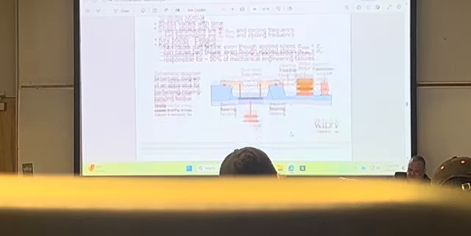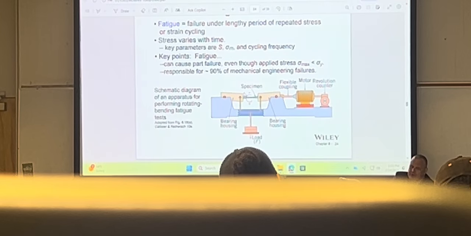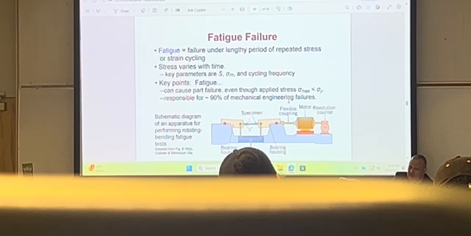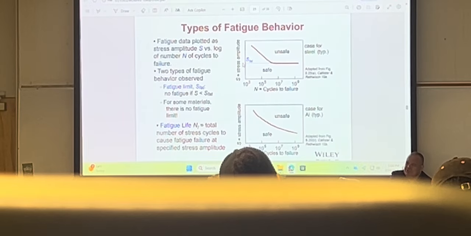So here's a machine. Here's a specimen, and there's a load that's applied to it. The key parameters are S, sigma sub m, and the cycling frequency, and I will tell you what those parameters mean. Now the maximum stress is way, way less than the yield stress, because we are already taking care of that in the design. S is the stress amplitude, and N is the number of cycles to failure. So these are actually called S-N curves.